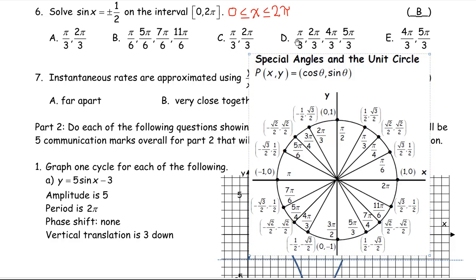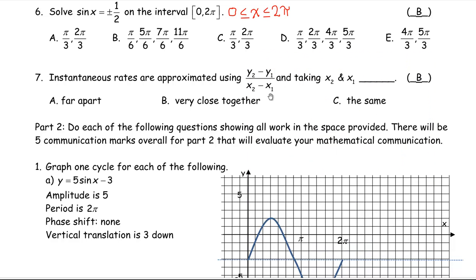The answers in D here are actually if you're looking for cosine. Cosine is a half at pi over 3 and 5 pi over 3, and then negative a half at 2 pi over 3 and 4 pi over 3. So that's all the cosines that are a half or negative a half. So D is actually the correct answer if it was cos x equals plus or minus a half. So let's get rid of that.